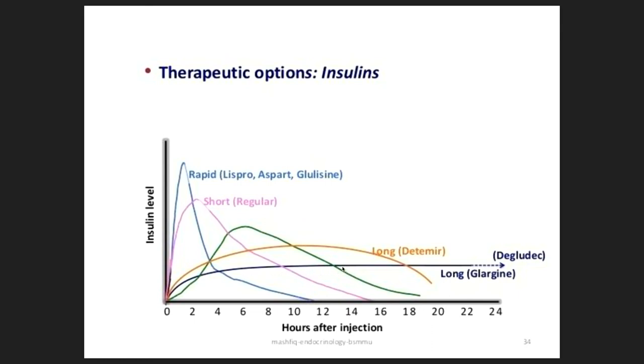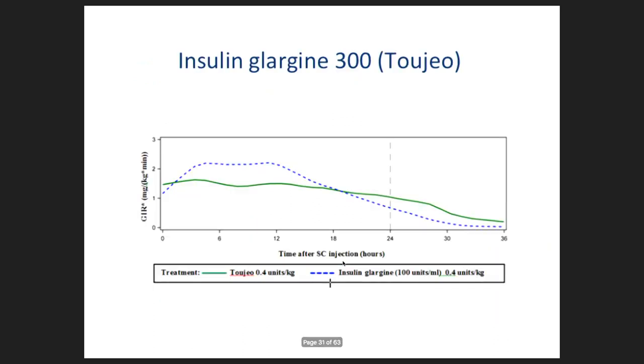And as you can see, it's a peakless insulin, so we don't need a peak for basal insulin. We need a peak for bolus insulin, but we don't need a peak for a basal insulin, and that's why basal analogs are one of the good choices for our children with diabetes.